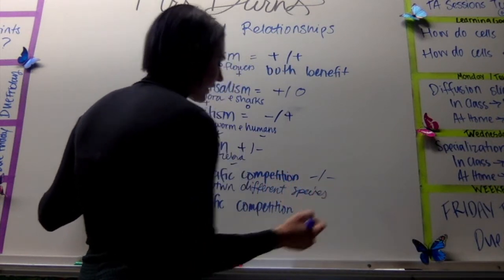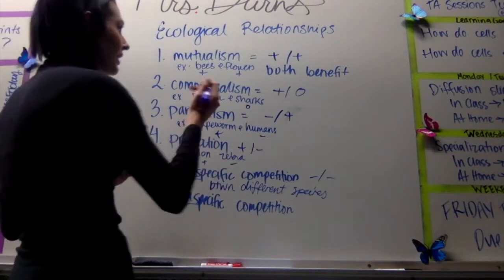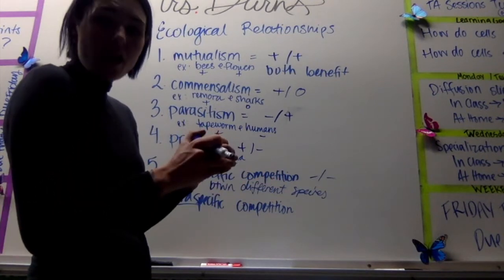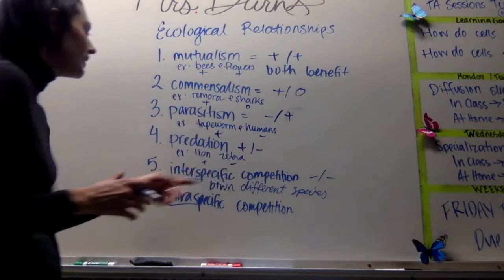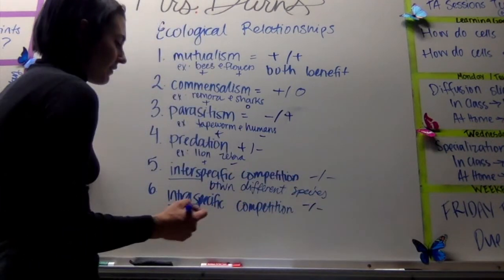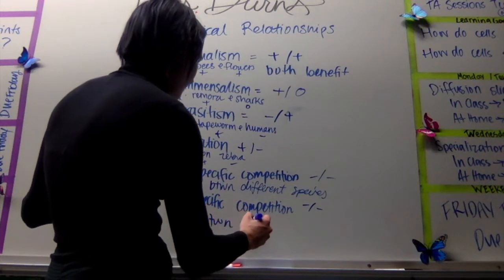So this would be like two species fighting over the same area to try and live, like in a tide pool. If the sea anemones and the barnacles want to live on the same rock, then they're competing with each other. That's interspecific competition. Intraspecific competition is also negative because they're still competing, but this is competition between the same species.